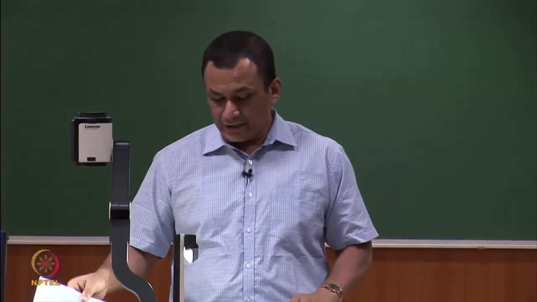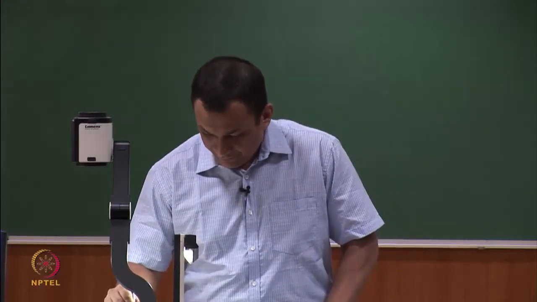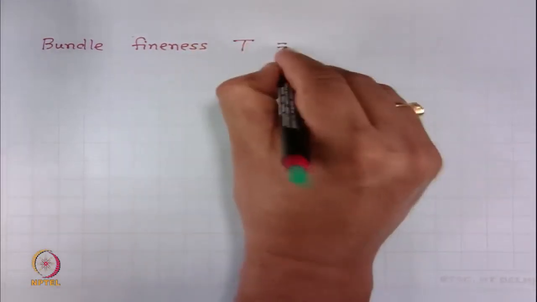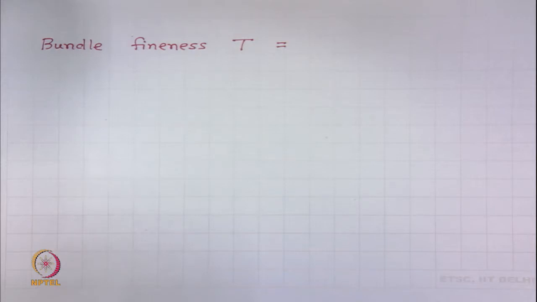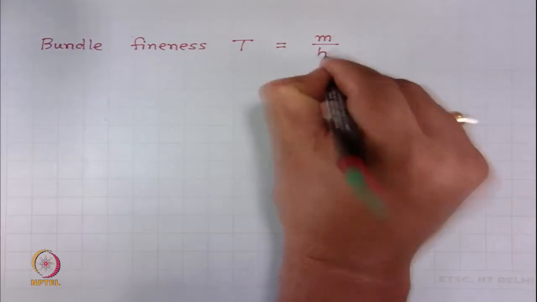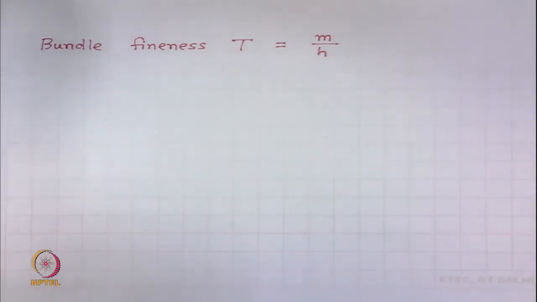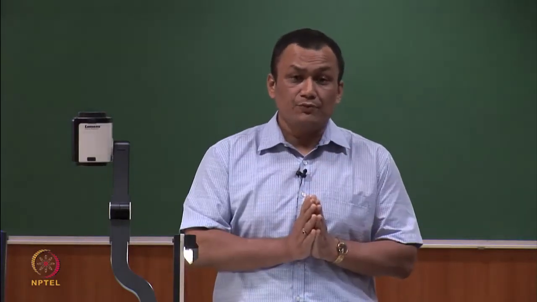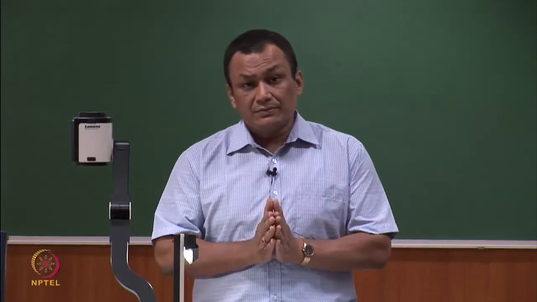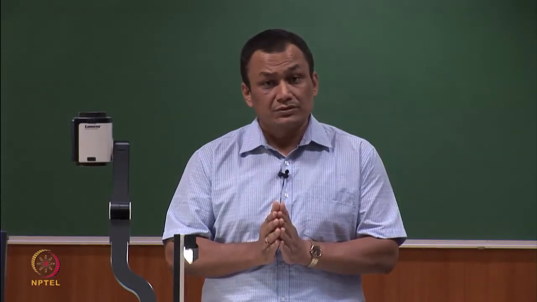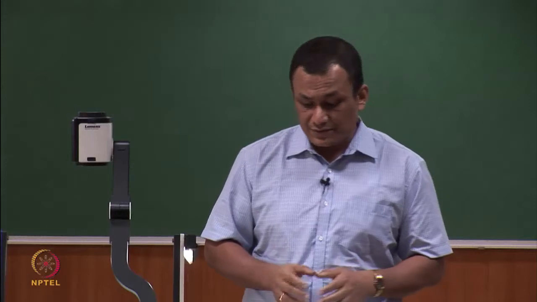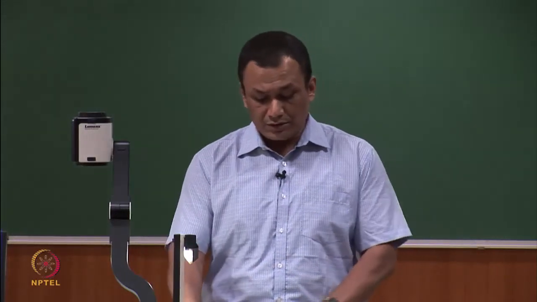Now, we will consider the fineness of the bundle. Bundle fineness we will denote by the symbol T, which is equal to mass per unit length. What is the mass of the bundle? Small m. What is the length? Small h. So, m by h. Okay. So, all characteristics with subscript 1 denote type 1, say cotton. There will be some characteristics with subscript 2. All those characteristics are related to type 2 fiber, that is polyester, and there will be some variables without subscript, which are common to both.